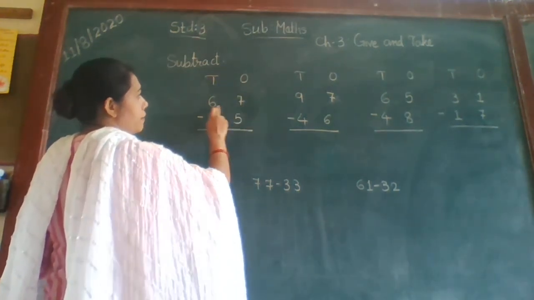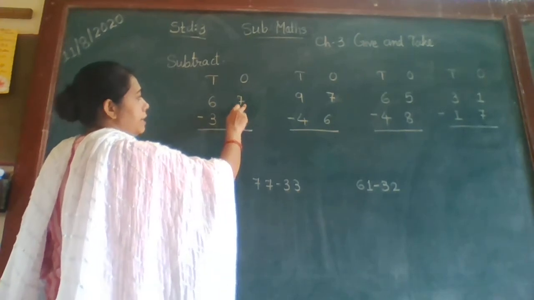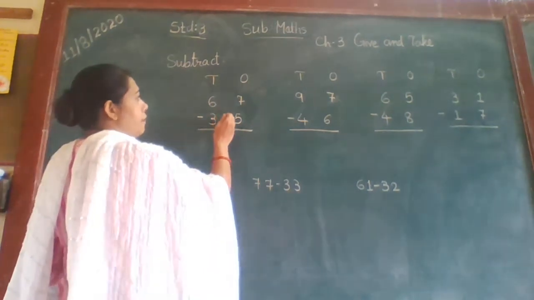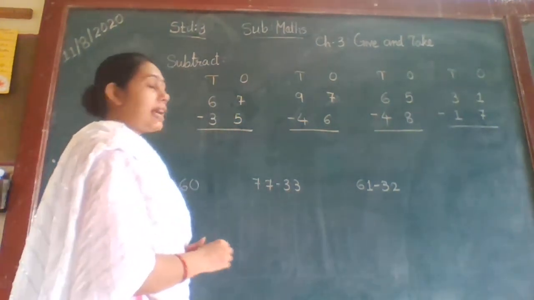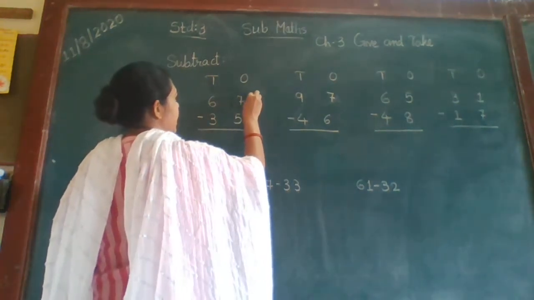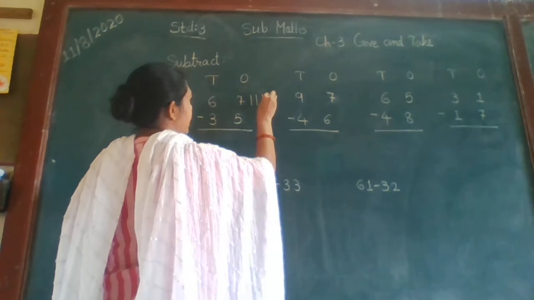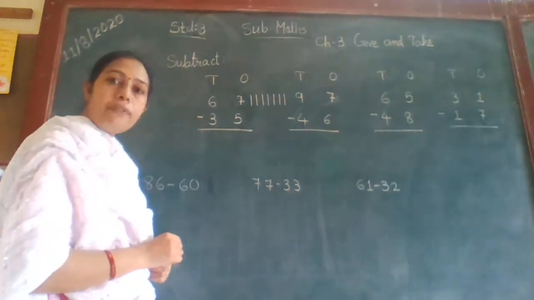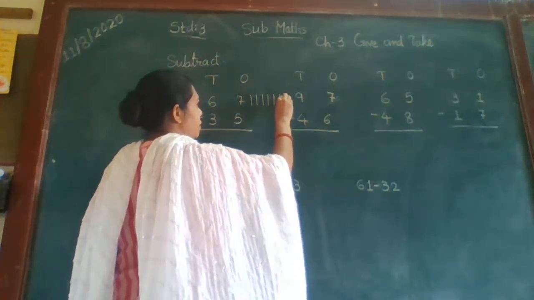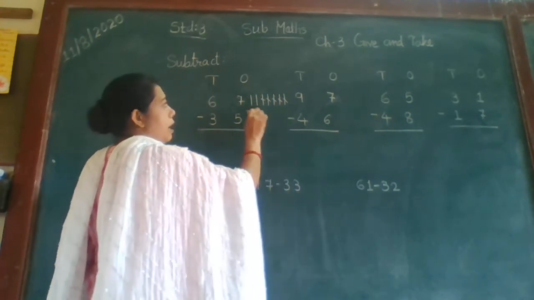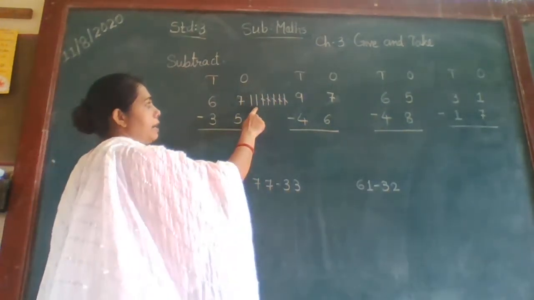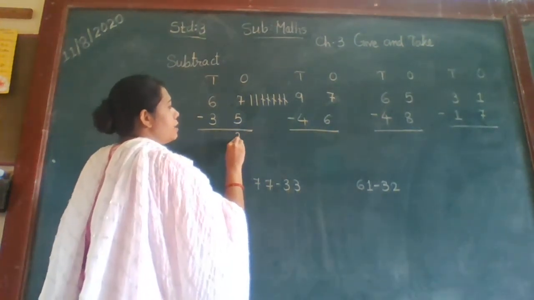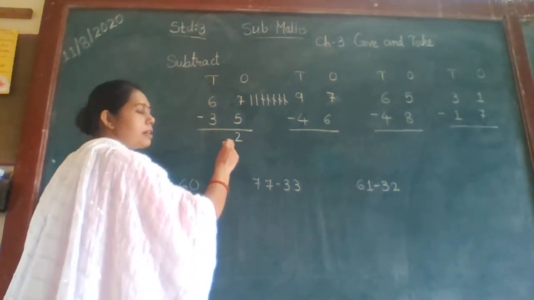What is on the ones place in the first number? 7. And in the second number, what is on the ones place? 5. So we cut 5 from 7. In second standard what did we do? You draw 7 lines first, 1, 2, 3, 4, 5, 6 and 7. Then you cut 5 lines, 1, 2, 3, 4 and 5. How many lines are left? 1 and 2 lines. So that is our answer. Here on the answer's place we write 2. 7 minus 5 is equal to 2.